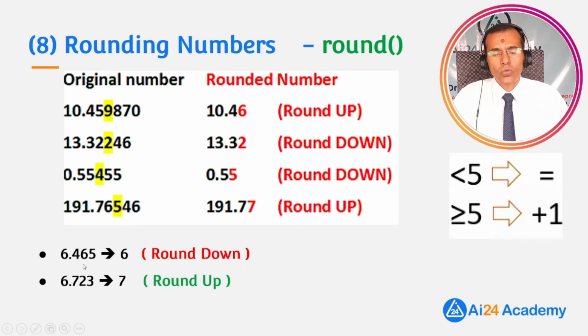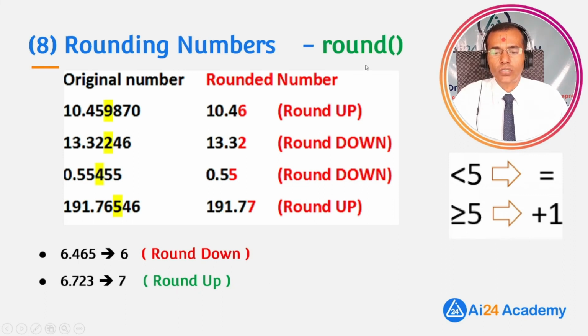Say for example we don't want any decimal digits after the decimal point, then we have to look at the first digit after the decimal point. This digit is less than 5, and hence we take the value as it is, that is 6, and this is referred to as a round down, because 6.465 is larger than 6. But in this last value we have 6.7, and the digit 7 is greater than or equal to 5, hence we add 1 to this value. So 6 plus 1 is 7. Here 7 is larger than 6.723, and hence this operation is referred to as a round up.